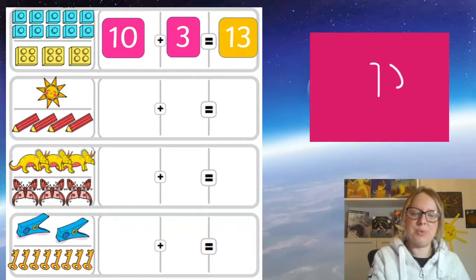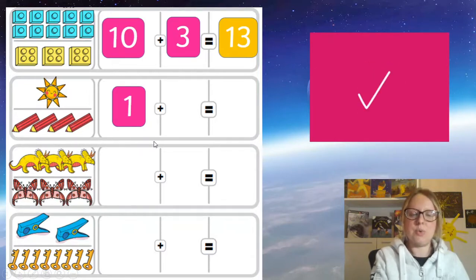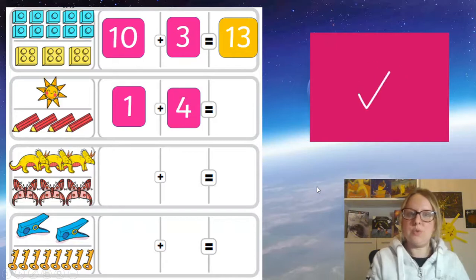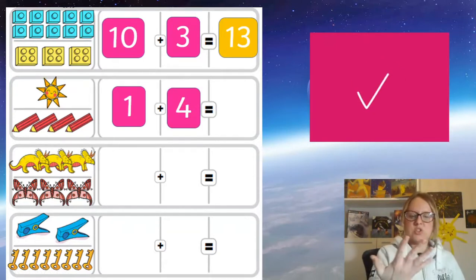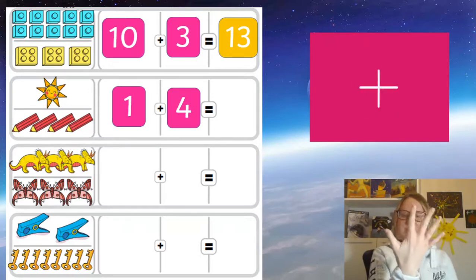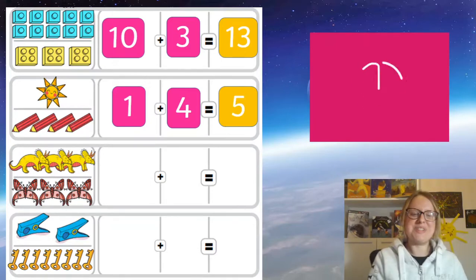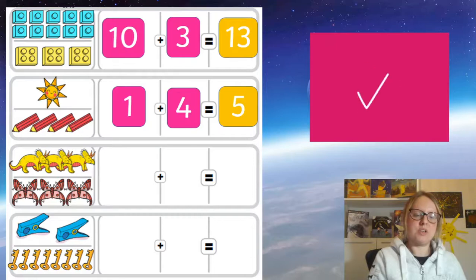Okay, next one. So pause the video and work out the next one for me. So straight away we can see there's one sun, and we are getting really good at just recognising groups of objects and knowing that that is 4. So hopefully you saw straight away that there were 4. 1 plus 4, oh, we can do this on one hand. You know that we have 4 fingers there, and when we add our thumb, that makes 5. That was a nice simple one. So next, oh, I've just given you an answer. I want you to pause the video and work out the next one. We've got dinosaurs and butterflies next.